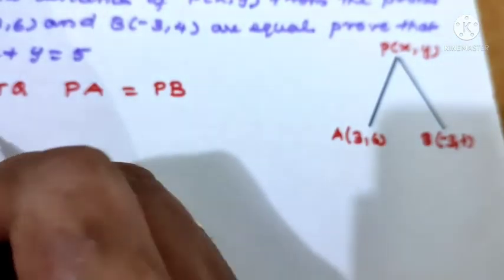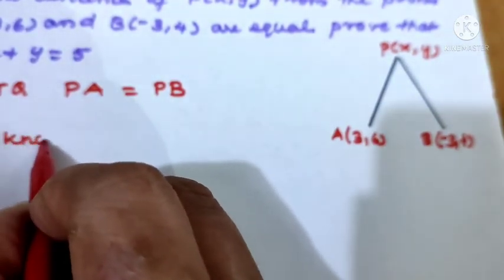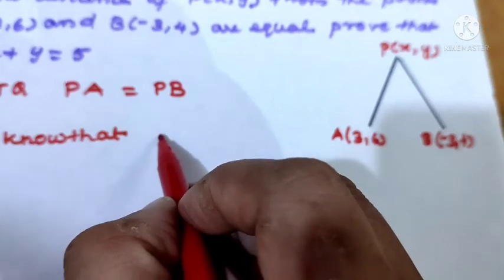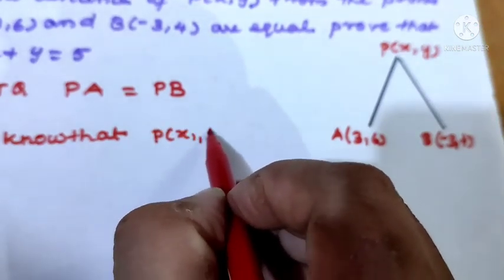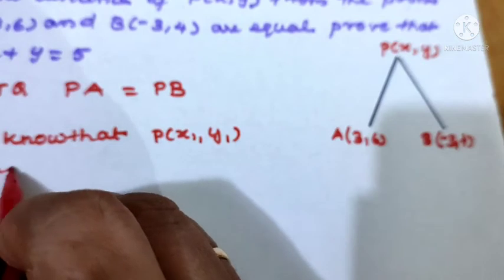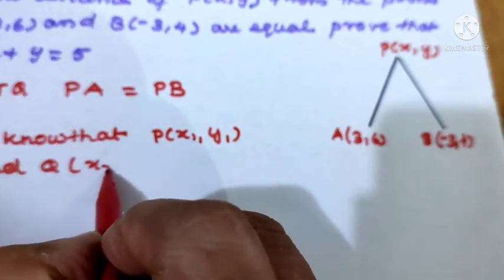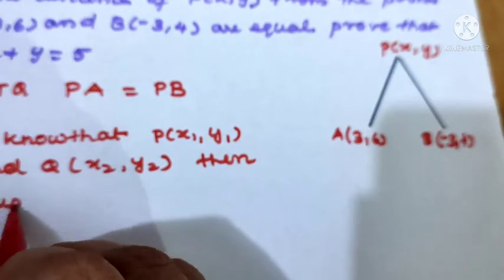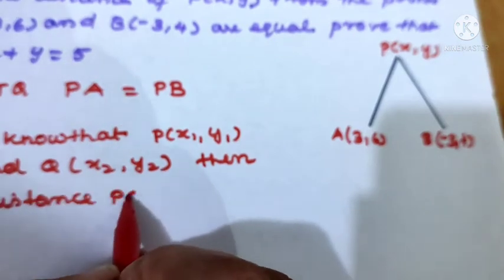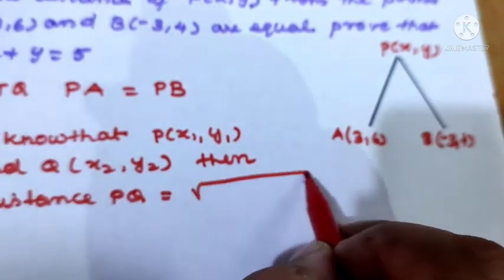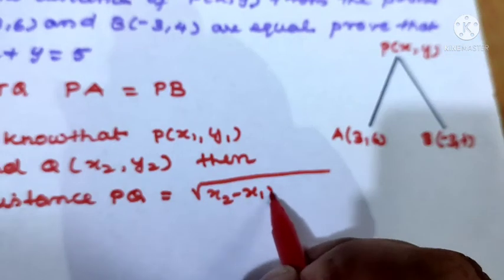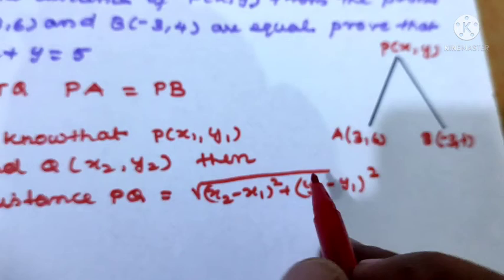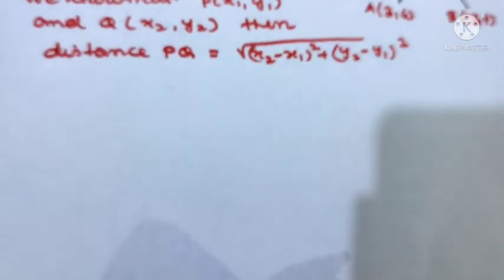So here we know that if P is (x1, y1) and Q is (x2, y2), then the distance PQ is equal to the root of (x2 minus x1) whole square plus (y2 minus y1) whole square, right? This should be written first. Now what is the next step?